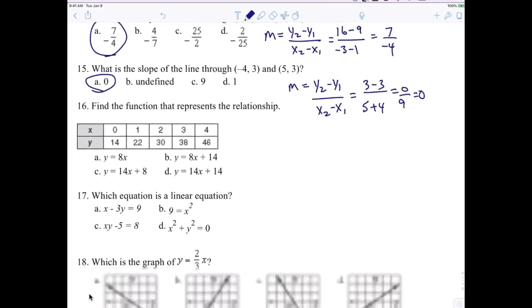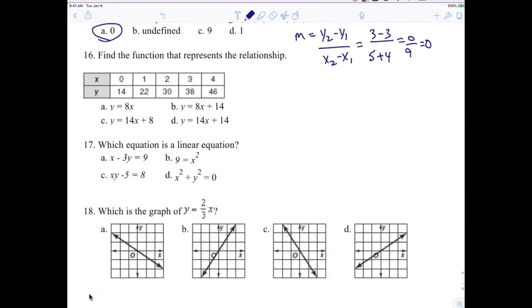All right. Now, for question 16, please type that in on the calculator real quick. Let's go. Type it in. Now remember, you clear a list. You don't delete the list, or there's a problem. Clear the list.